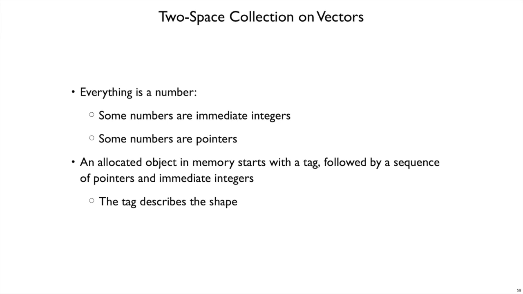I'm going to do the two-space copying collector example one more time, but this time we're going to look at it more in terms of numbers instead of pictures. So we will look at memory as a sequence of numbers, and as we talked about before with malloc, when we allocate an object, we put a number at the beginning of that object to say what kind of record it is. And that information is useful to the garbage collector. It tells it how big the object is and what kinds of things are in the object.